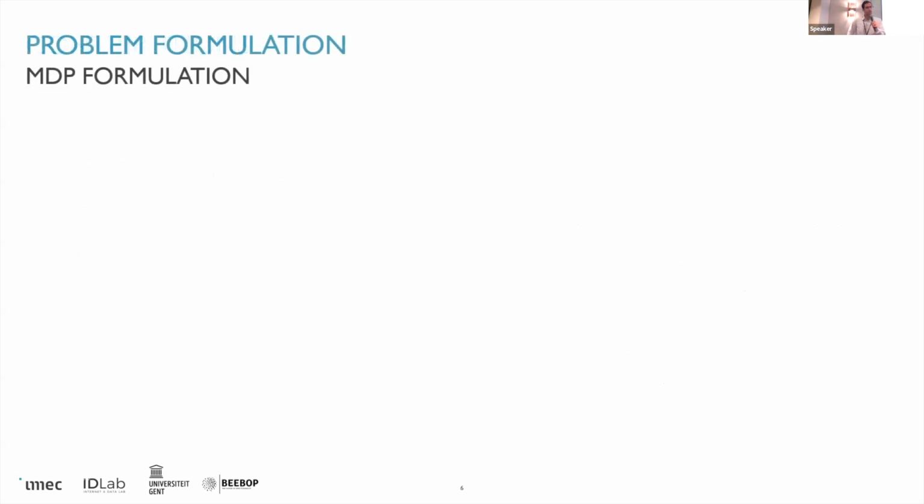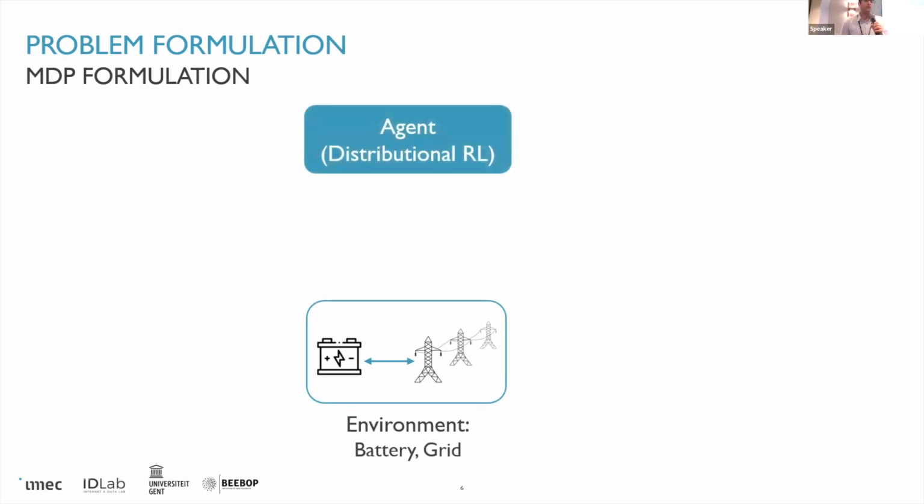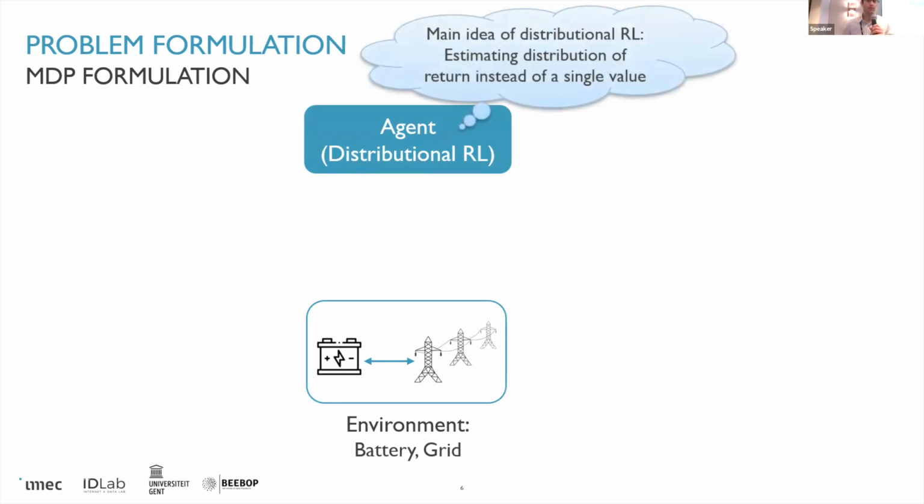Since our problem is a sequential decision-making problem, we formulated it as an MDP. In the formulated MDP, we have an environment, which is our battery and power grid. We have our agent, which is our decision maker. In our case, as I mentioned before, we use distributional RL. The main idea of distributional RL is estimating the distribution of returns instead of estimating a single value, which is the expected value of the cumulative reward.